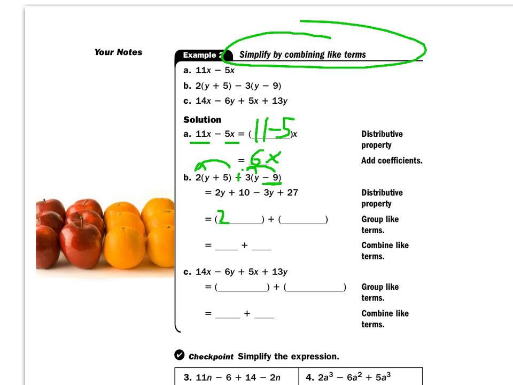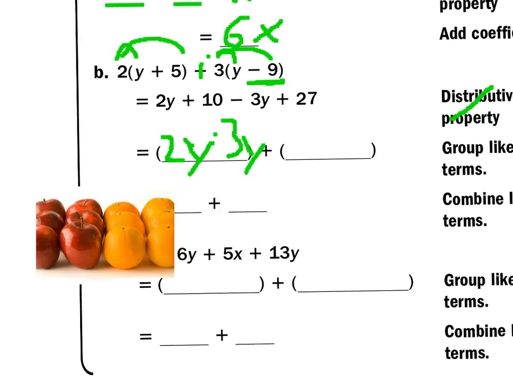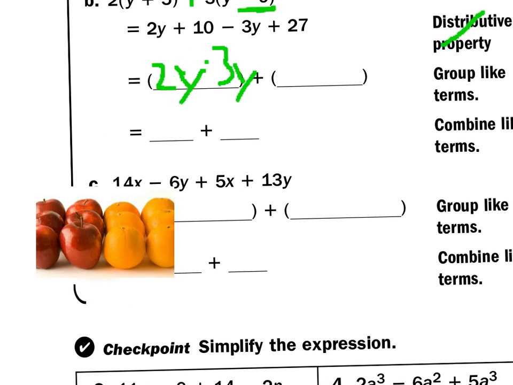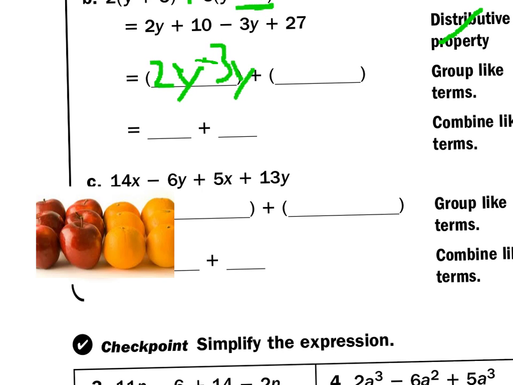We're going to group our like terms together. I got 2y minus 3y. Try to make this one a little bigger so we can see it better. 2y minus 3y and 10 plus 27. 2y minus 3y is negative y, negative 1y, and 10 plus 27 is 37. So you have an answer there.